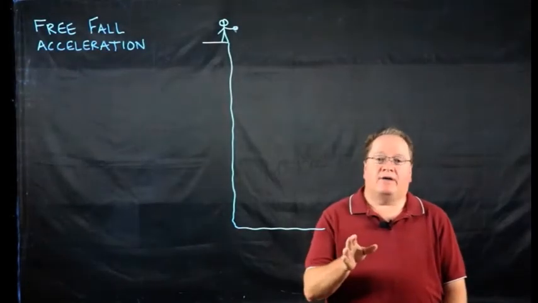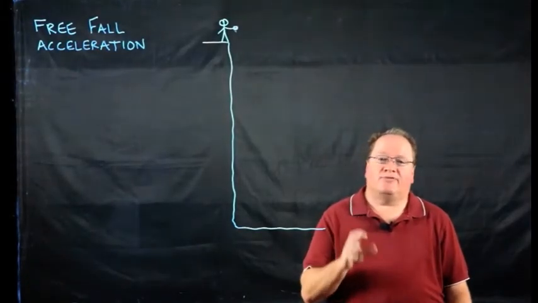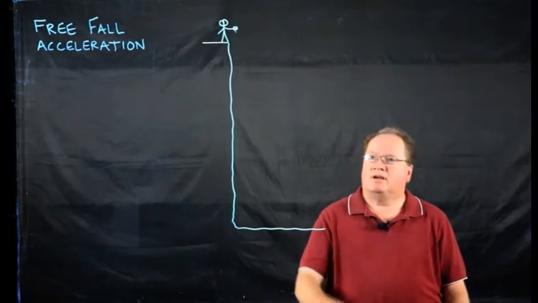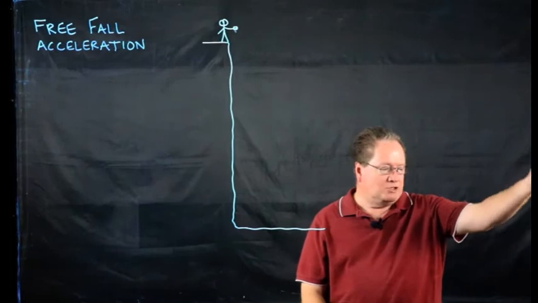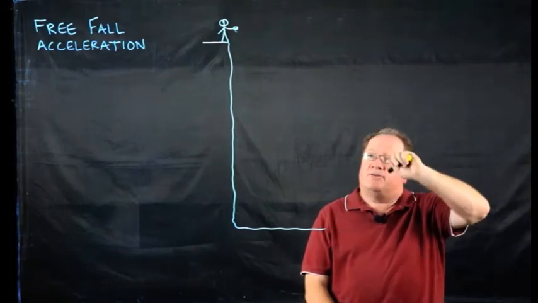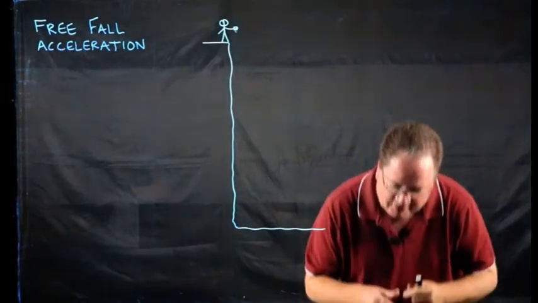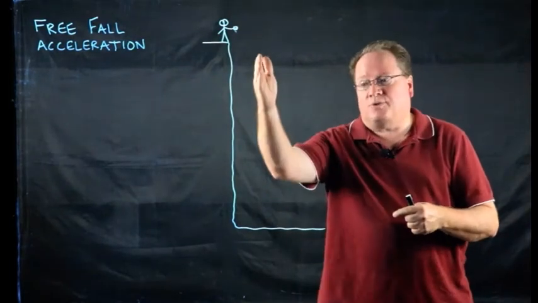Okay, what I want to look at right now is an example of free fall acceleration. So let's imagine that we're standing on the top of a cliff and we have a rock or something that we're just going to drop. All right? So I want to think about how speed changes as this rock falls.